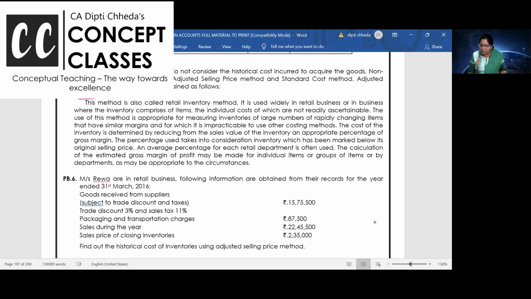This method is also called the retail inventory method. It is used widely in the retail business, or in businesses where individual costs are not known. The use of this method is appropriate for measuring inventory of a large number of changing items. This is a practical method which every mall and supermarket uses.